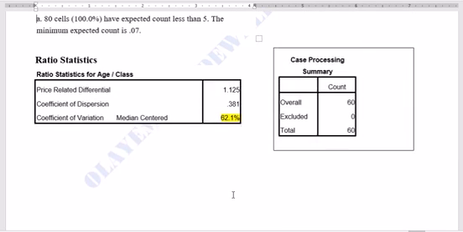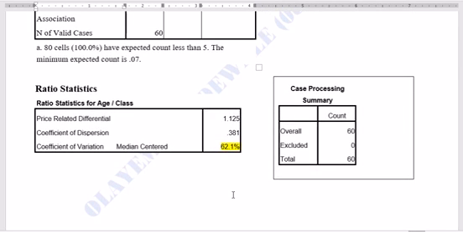All right, that is about the ratio statistics. And in this way we are going to stop for now, and next time we'll continue with t-test analysis.